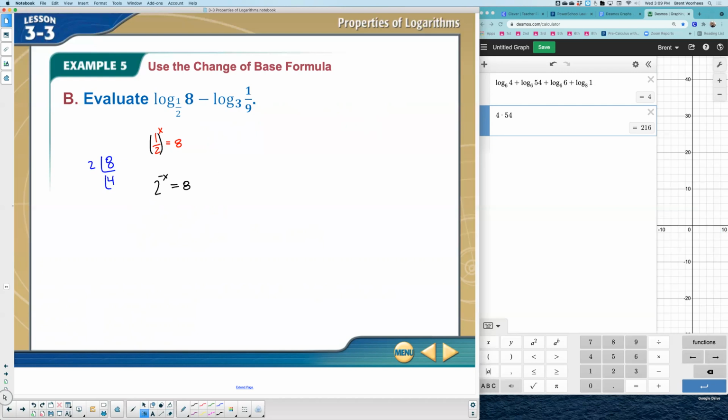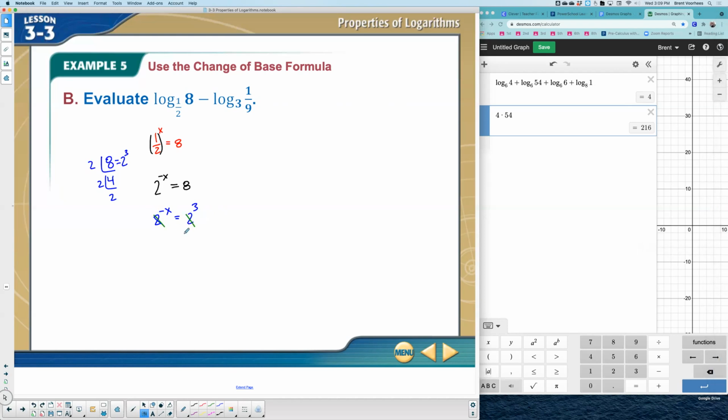So there we go. Upside down division, 8 divided by 2 is 4. I don't stop because 4 is in the base of 2, it's not prime, and 2 goes into 4 twice. So 8 is equivalent to 2 cubed. So now I know 2 to the power of negative x is equal to 2 cubed. I have a common base. So, 1-to-1 property.